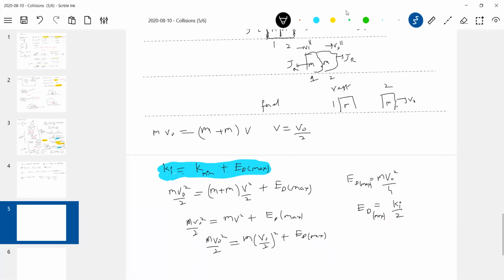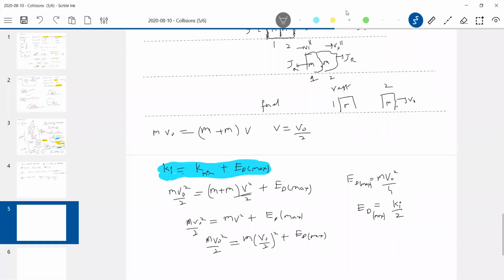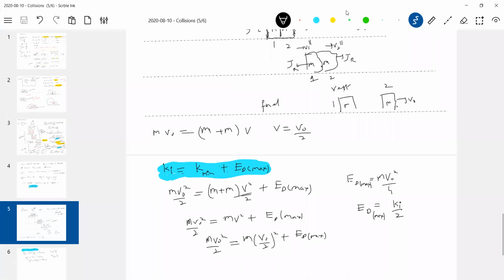Okay, I'll check the calculation once. So this should be half mv square, half m plus m. The mass of the system is m plus m, no? 2m v square by 2. Okay, sir, I made a mistake. Check it. Yeah.